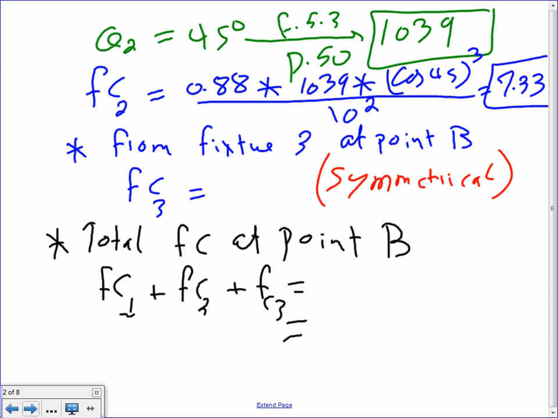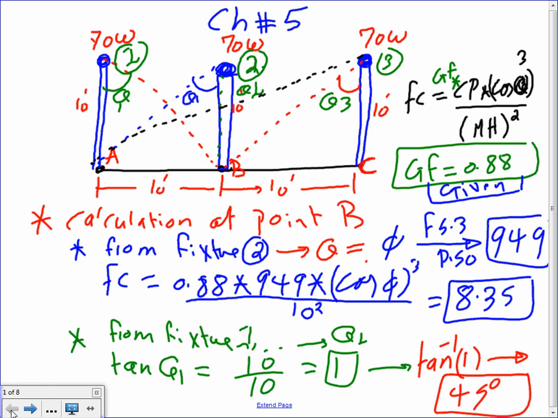Okay, now let's go from fixture 3 at point B. I call this symmetrical. You guys are familiar with symmetrical? So any question about fixture 1 at point B? A piece of cake. Now let me take you back, gentlemen, to the graphic. From 1 at B, symmetrical, to 3 at B. Can you guys see that? Do you see the symmetrical? Do I need to do the calculation again?